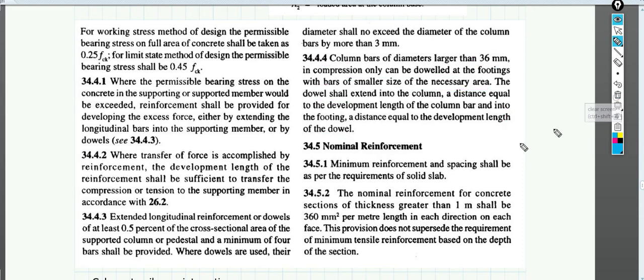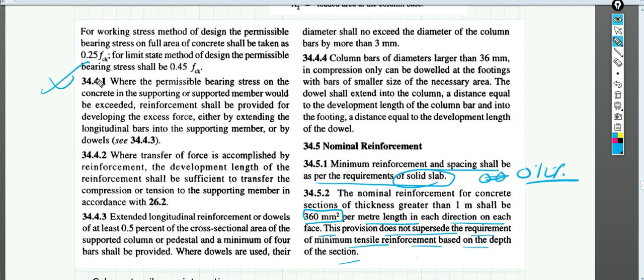The nominal reinforcement, which I have already told you, the minimum reinforcement and spacing, shall be as per the requirement of the solid slab, which is 0.12%. Then nominal reinforcement for concrete sections of thickness greater than 1 meter shall be 360 mm square per meter length in each direction on each face. This provision does not supersede the requirement of minimum tensile reinforcement based on depth of the section. So basically these are the clauses which are required. That is why I thought to let you know about all these clauses.